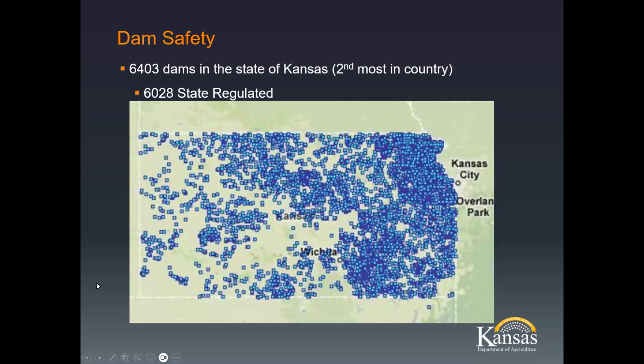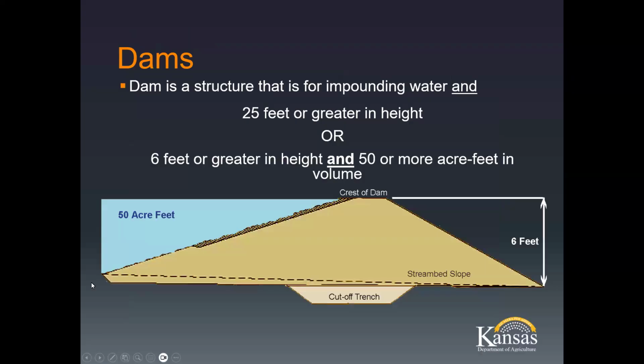The state of Kansas has 6,403 dams that are regulated, second most in the country. So we're second in the race. I believe Texas is first. 6,028 are state regulated, and what I mean by state regulated is that they meet this definition.